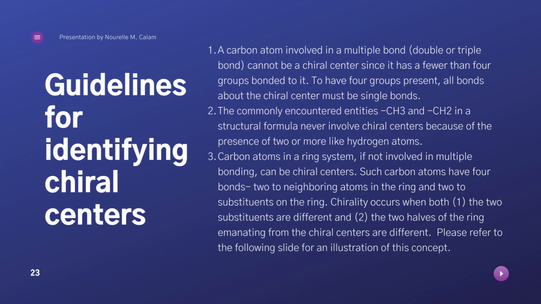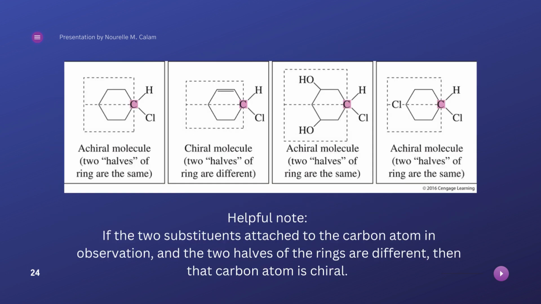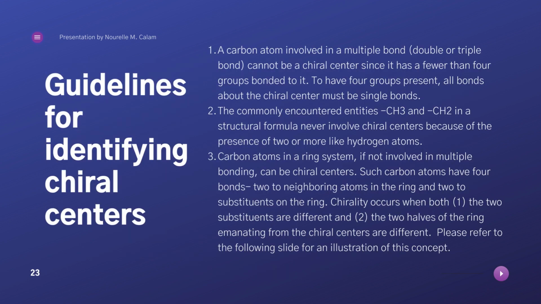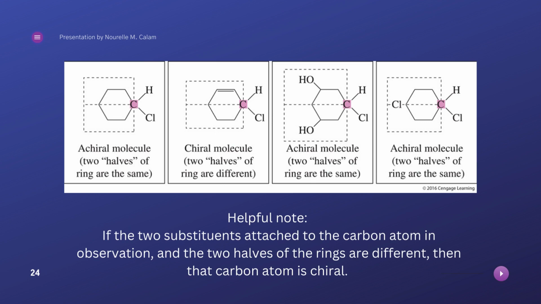Now let us refer to the following slide for an illustration of what I'm trying to say here for guideline number 3. Now we have here an illustration of a ring system, and let us try to determine whether this shaded carbon atom is chiral or not. Now, helpful note for this one, if the two substituents attached to the carbon atom in observation and the two halves of the ring are different, then that carbon atom is chiral.